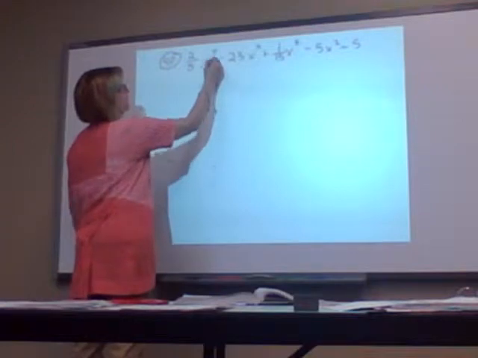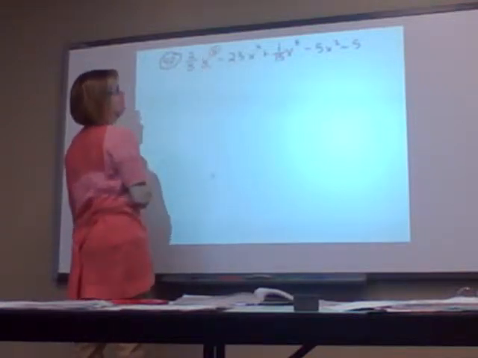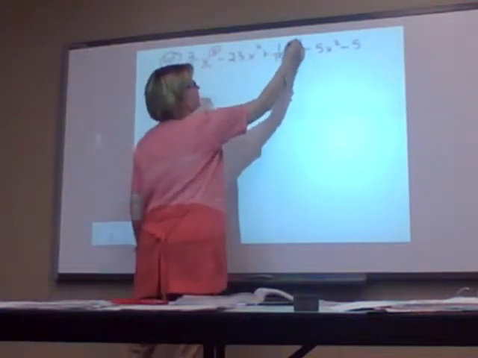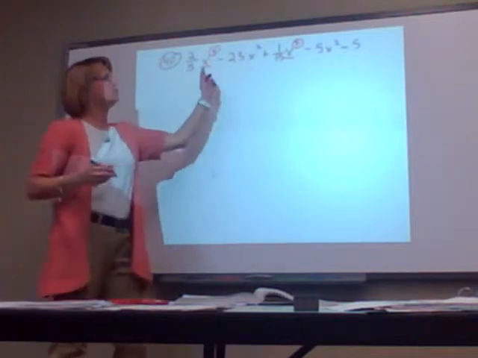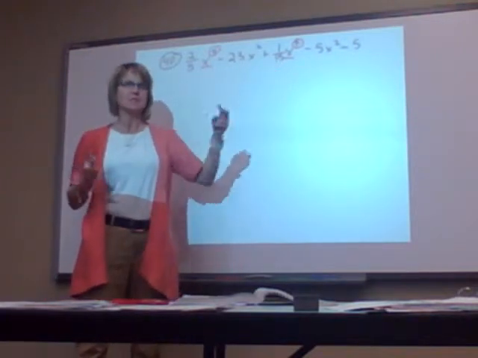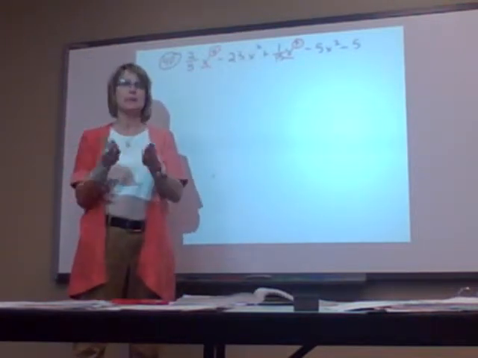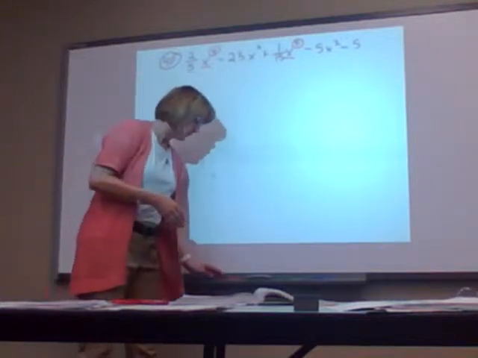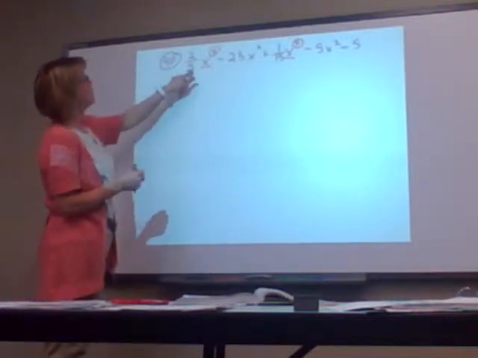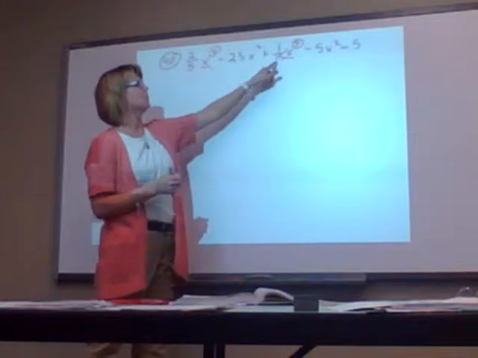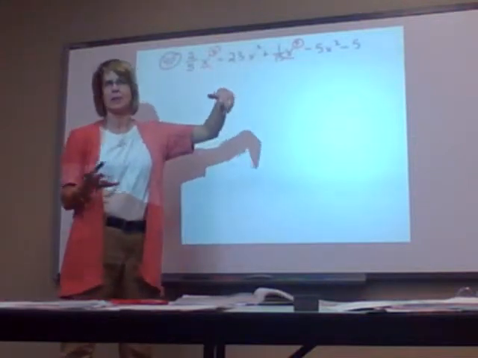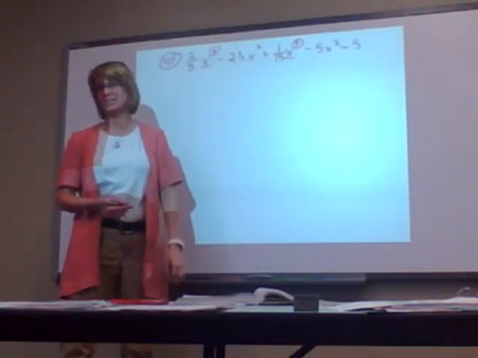This one has an x to the fourth, right? And there's one more that has an x to the fourth right here. So these two have the same variable part. That makes them like terms, and they can be added together. So if I were to add 2/5 x to the fourth plus 1/15 x to the fourth, this is a little hard because of the fractions, right?